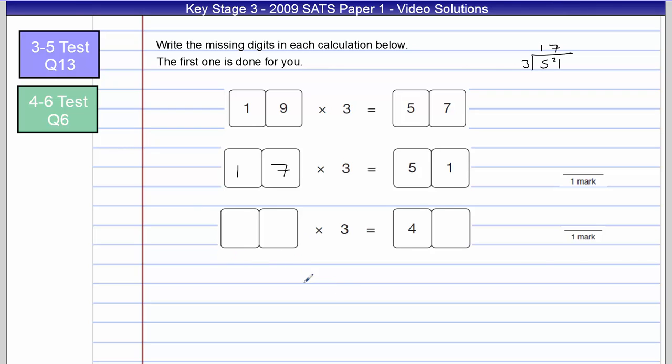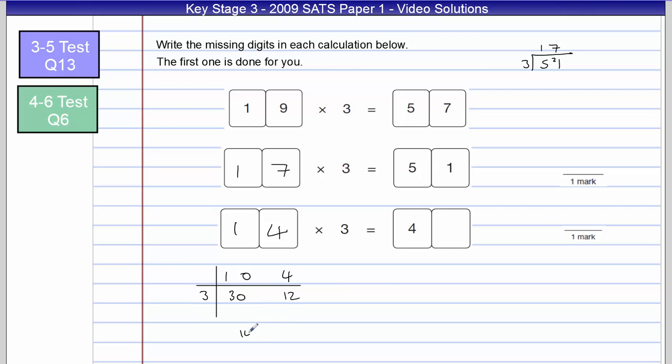The next one you will need a bit of trial and error for. You've got something times 3 is 40 something. Well, one way is perhaps to guess this. For example, if I guess 12 times 3, that'll give me 36. So 12 is too small, so try something bigger. 13 times 3, that's 39, still too small. So 14 times 3 is obviously going to work. And if I do 14 times 3, use grid method if you need to.